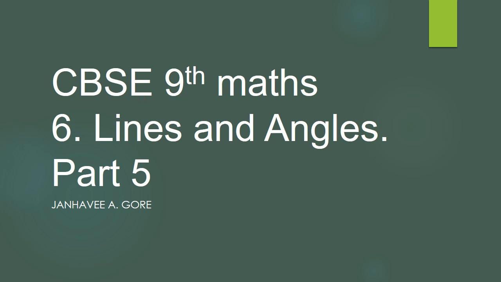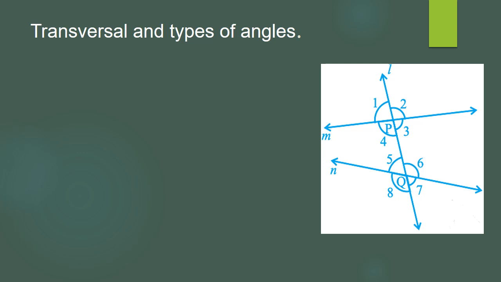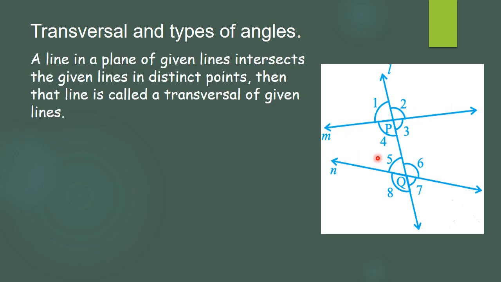Today we are going to start with the transversal, and the different types of angles formed by it. Now, what is meant by the transversal? If two lines are given, they may be parallel or may not be parallel. It is not necessary that they are parallel.